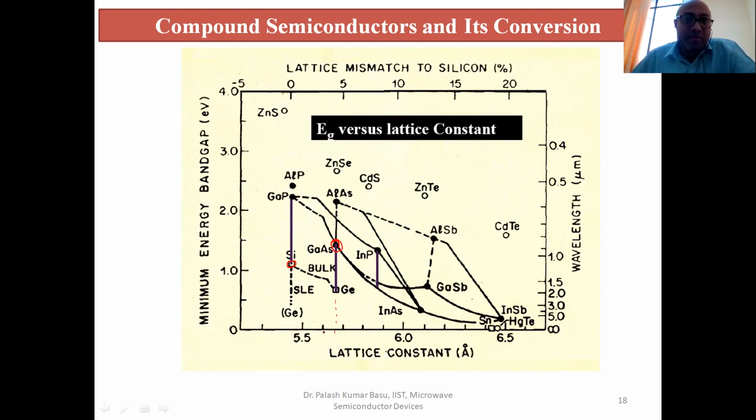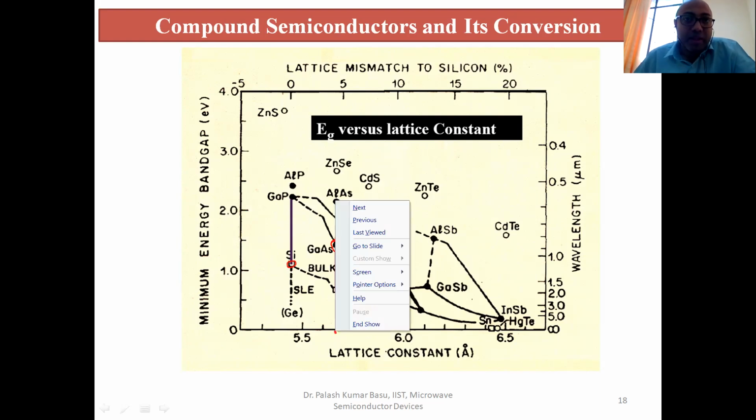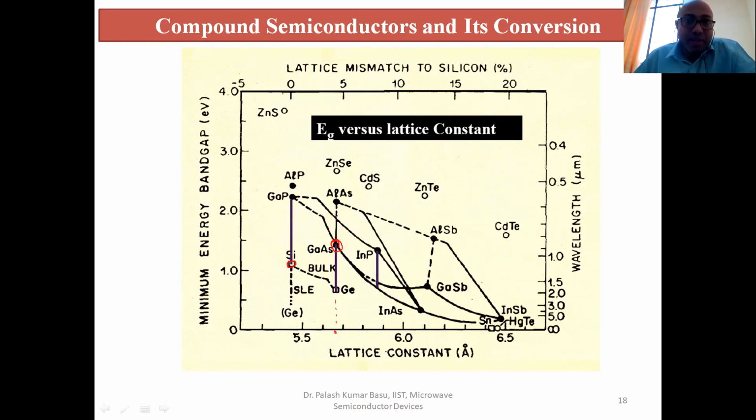5.7, you can see. Sorry, this is actually 5.6. So you can see around 5.65, right? So for this crystal structure, the lattice constant over here says 5.65 for gallium arsenide. What about silicon? Silicon is around 4.8. So there is a huge silicon lattice mismatch.